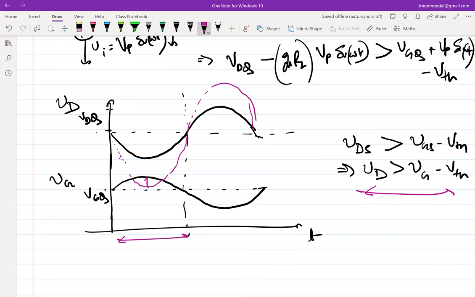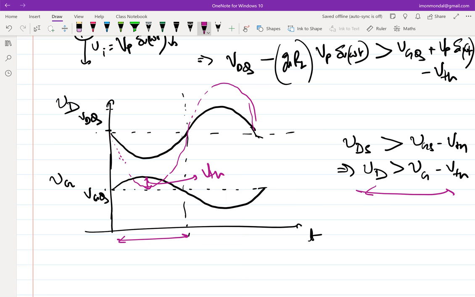Now what this condition is telling you is the magenta curve can go below the black curve by an amount of one threshold voltage, right? So this difference can be at max 1 volt, because I have taken the threshold voltage to be 1 volt. As long as you maintain this condition, that the swing at the drain does not go more below than the swing at the gate by one threshold voltage, your transistor is in saturation. Make sense?